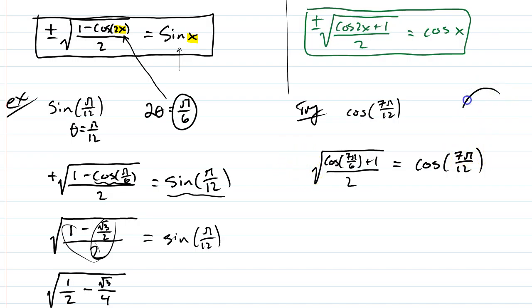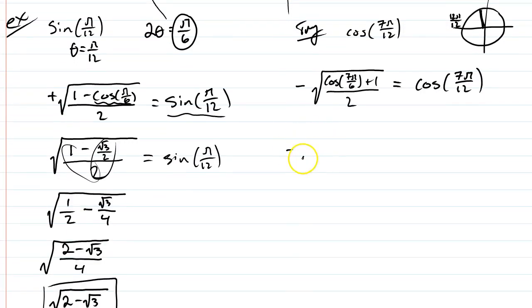Cosine of 7 pi over 12. This would be 12 pi over 12, or just pi. And so 7 pi over 12 is going to be a little over half. It's going to be like right there. Which means, as far as cosine is concerned, this is going to be a negative answer. So we need to put a negative in front. That's what we have to decide. Alright, negative root cosine of 7 pi over 6. On the unit circle, 7 pi over 6 is right there, which means that it's negative root 3 over 2, plus 1, all over 2.